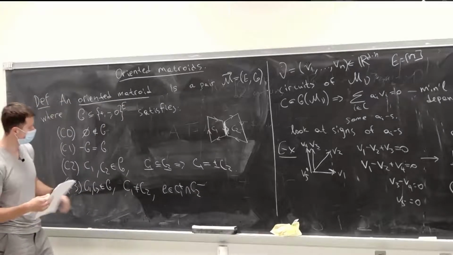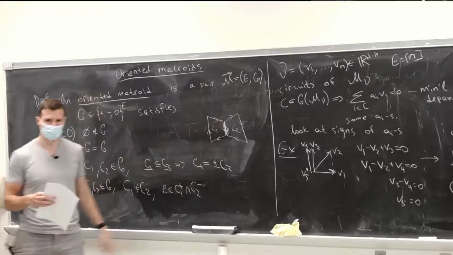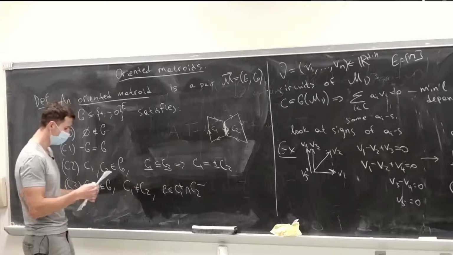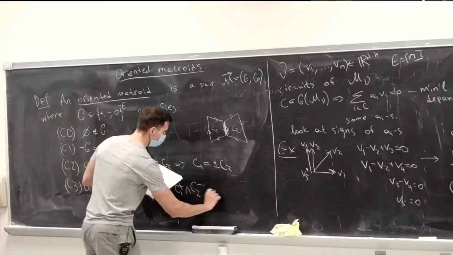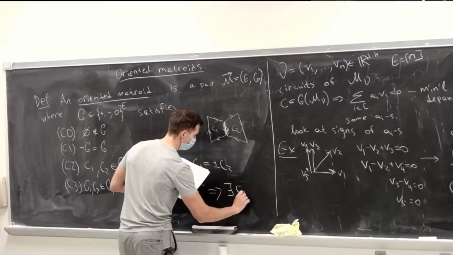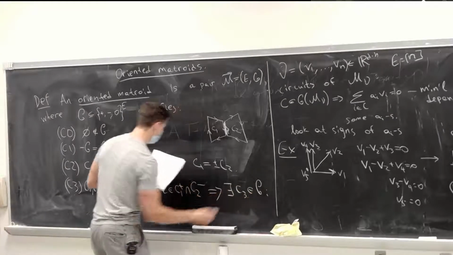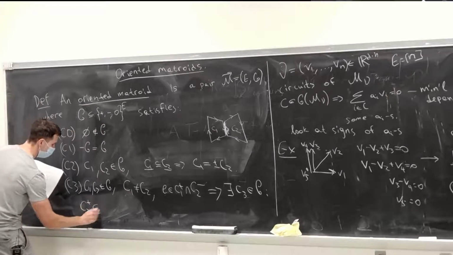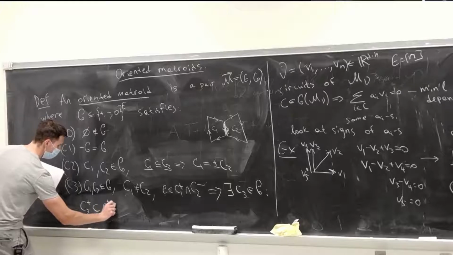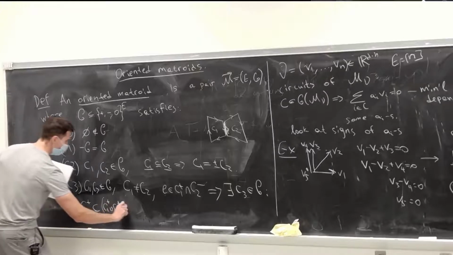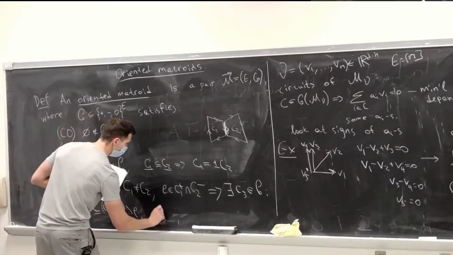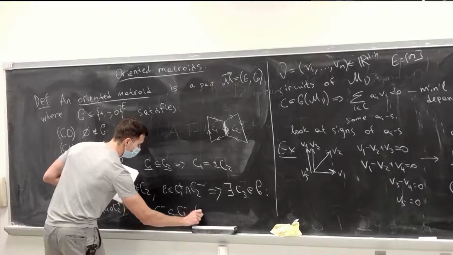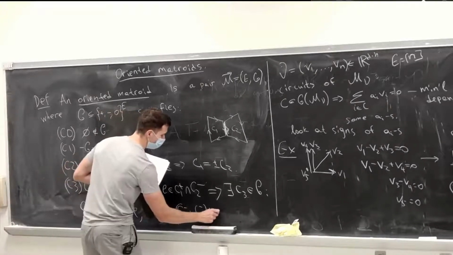Then I do want to eliminate that edge. I want to take some sort of weird union of two circuits and then eliminate the edge from the union. The precise statement is that there exists another circuit, C3, such that C3 plus is contained in the union of C1 plus and C2 plus without E, and C3 minus is contained in C1 minus union C2 minus without E.